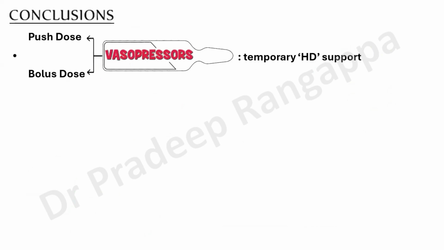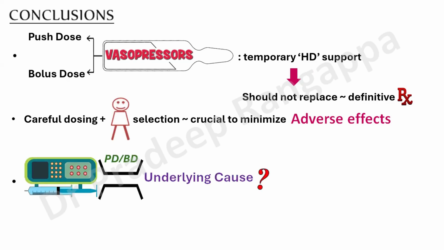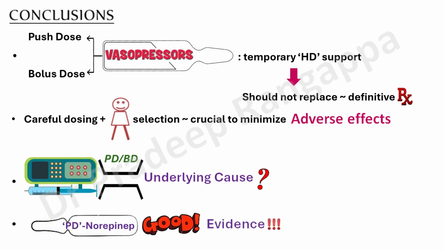So the conclusion is push dose and bolus dose vasopressors are the tools that we use for temporary hemodynamic support, but they should not replace definitive treatment of the underlying etiology. Most important, careful dosing and patient selection is crucial to minimize adverse effects. And always remember, push dose or bolus dose vasopressors is only a bridge until an infusion is started or until the underlying cause is ascertained and treated.